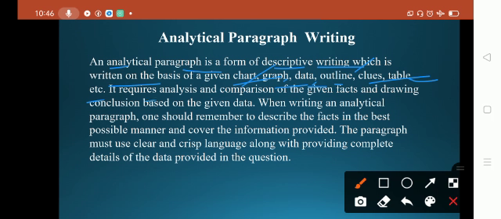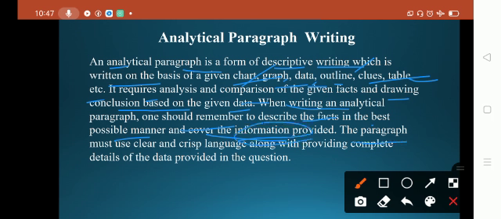It requires analysis and comparison of the given facts and drawing conclusions based on the given data. So we need to describe exact figures, and out of that we need to draw the conclusion. When writing an analytical paragraph, one should remember to describe the facts in the best possible manner and cover the information provided. Here is an important point: you don't have to give your expert opinion. You just need to describe the line graph according to its facts and figures, only the information provided. You cannot go beyond that.